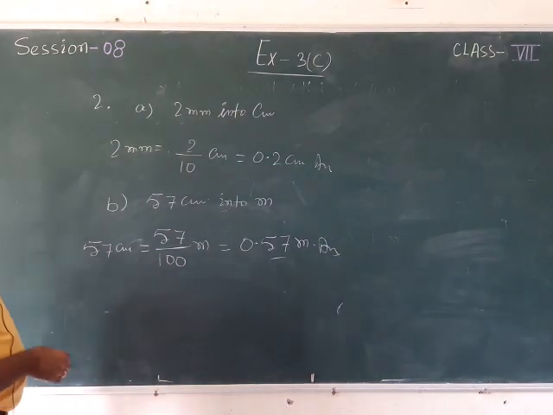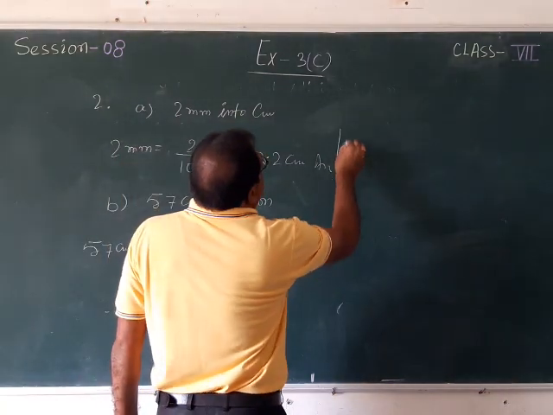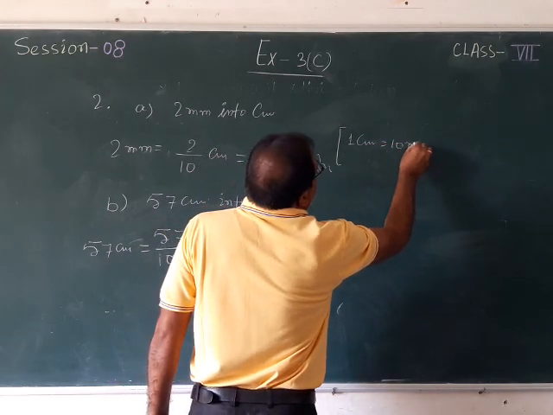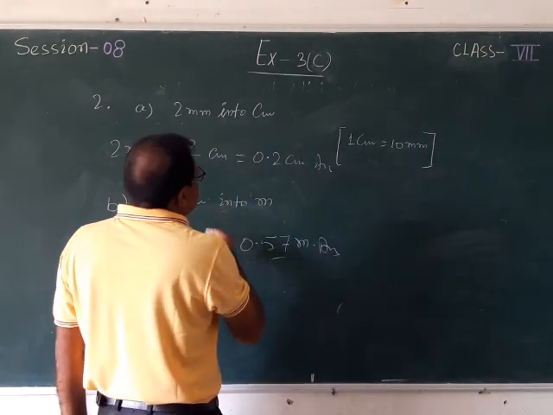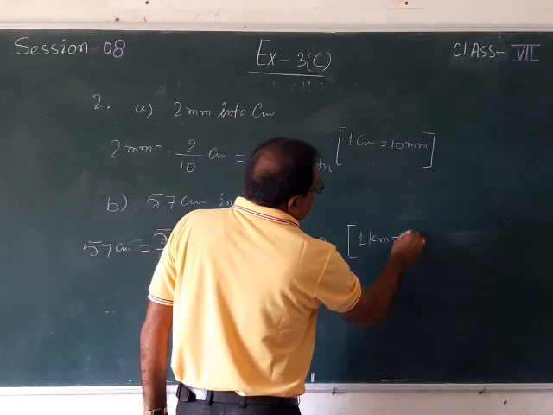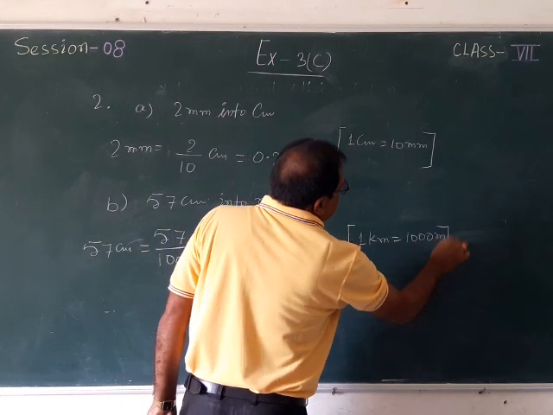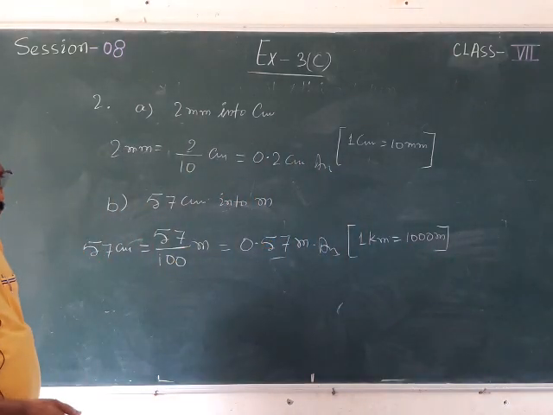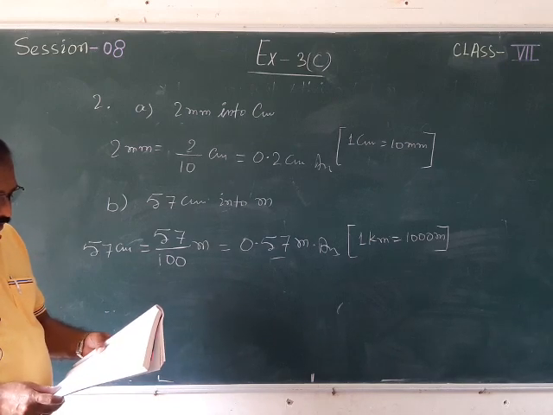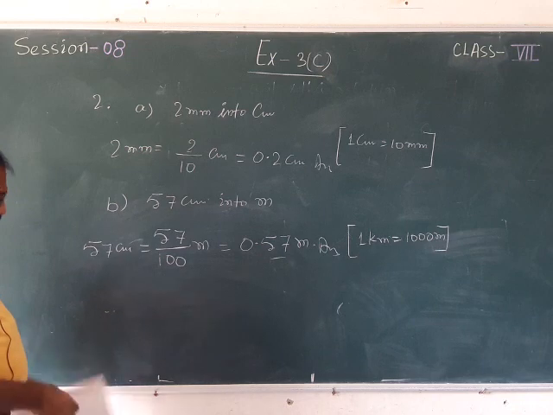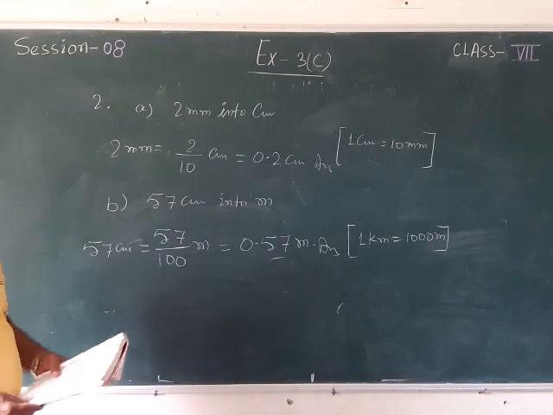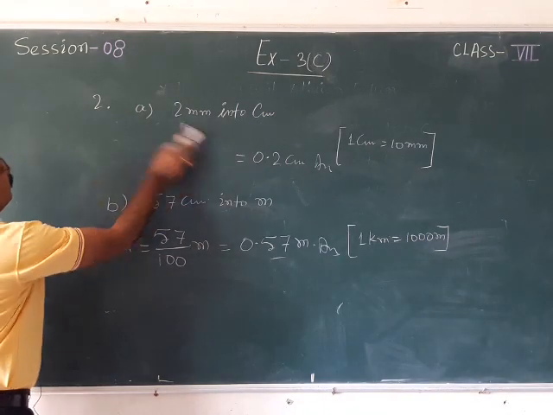Like that you can divide the numbers, but here you can also write 1 centimeter equals 10 millimeter. This is the relation used there. You can write the relation which you have used, such as 1 kilometer equals 1000 meter, beside the steps where you are using it. In this way you can change the units as well. So this was question number 2 that I have shown you. In the same way I am going to show you question number 3 also.